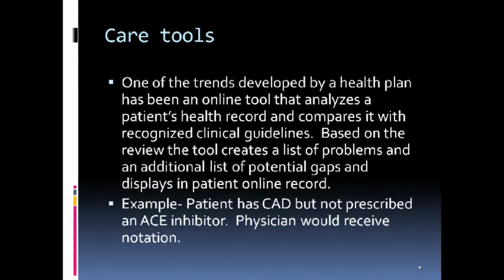Another implementation by a health plan is the care tool to analyze records along with clinical practice, and the results generate and oversee a problem list and a secondary list that will highlight preventive and chronic care. The tool puts notations in the online chart for a physician to review. In the example above, a patient has coronary artery disease and is not prescribed an ACE inhibitor. The physician will receive a notation in the patient's online chart regarding the prescription. The care tool can also notate flu shots, mammograms, or other preventive measures.